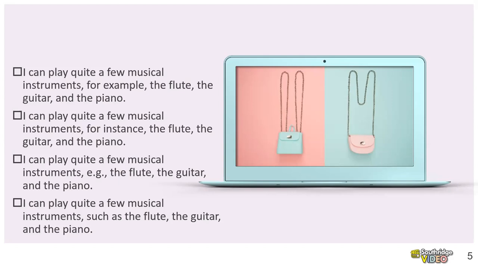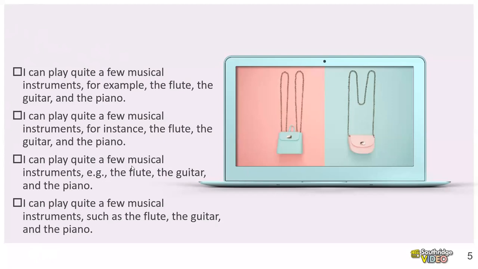Is there any difference? I think there is no difference, sir. Yeah: E full stop, G full stop, and then a comma. So for example, for instance, and e.g. work similarly in writing the punctuation.